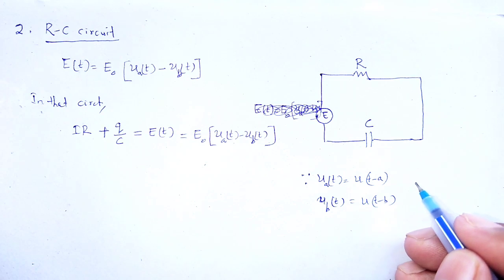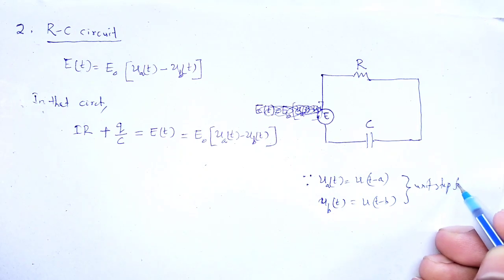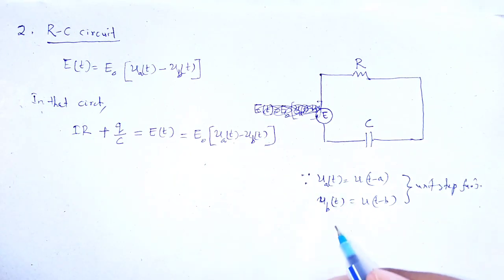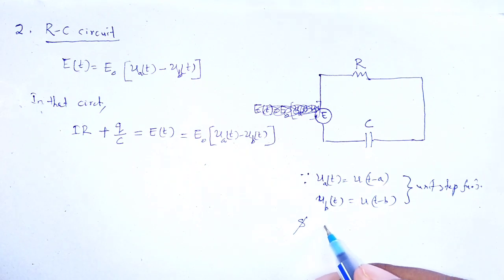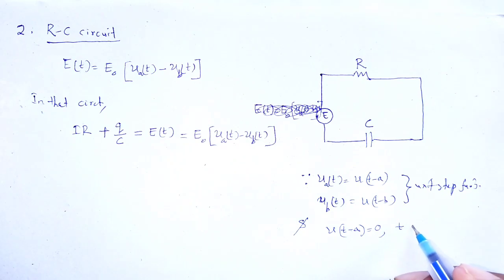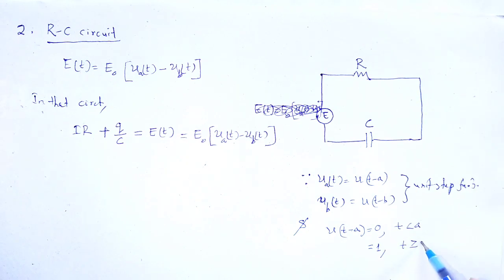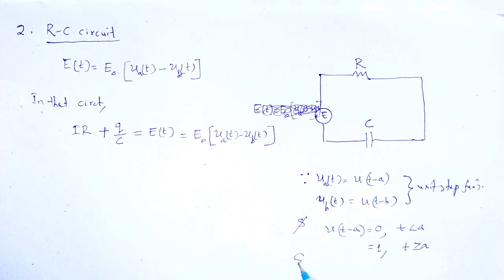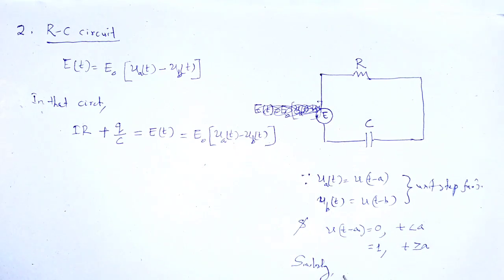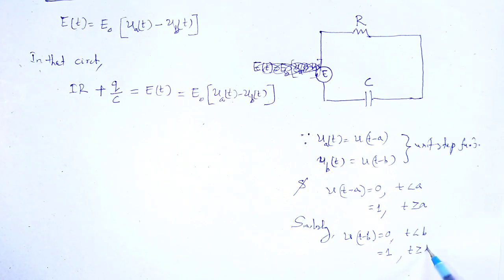These two are known as unit step functions. The value of u of t minus A is equal to 0 when t is less than A, and that value will be 1 when t is greater than or equal to A. Similarly, u of t minus B is equal to 0 when t is less than B and is equal to 1 when t is greater than or equal to B.